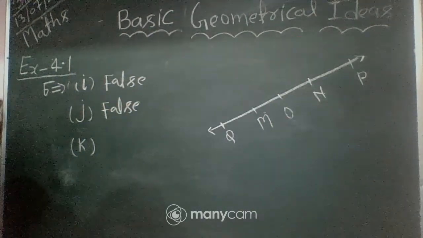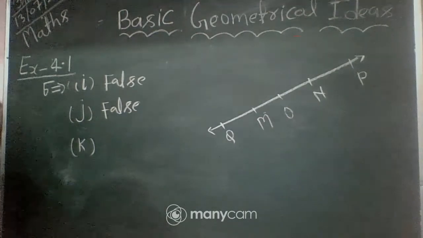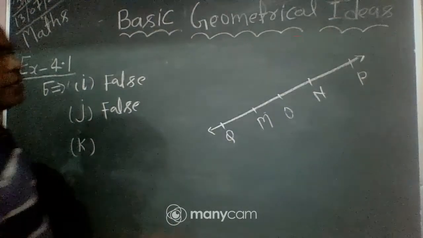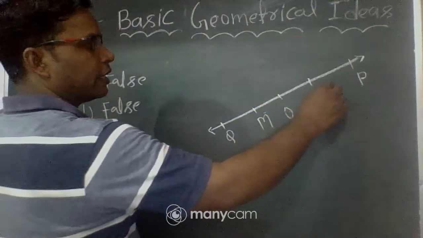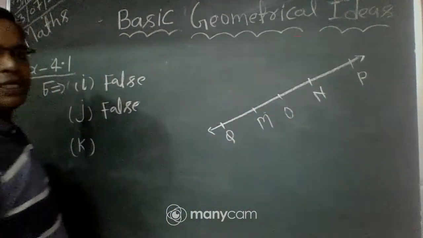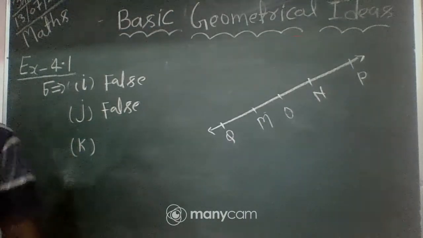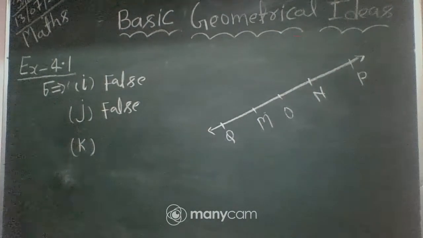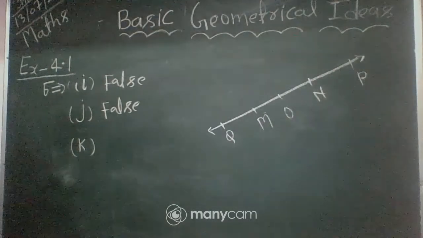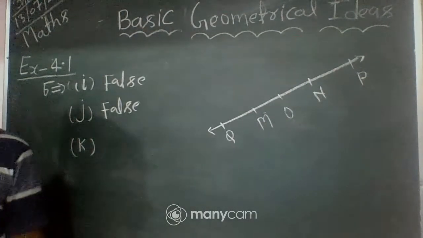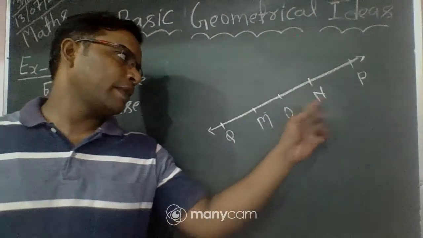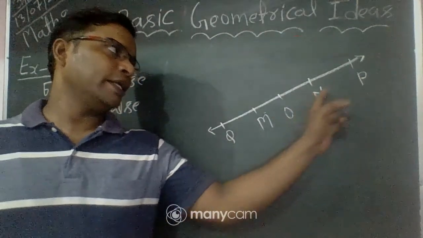Okay. N is the initial point of NP and MN. N is the initial point of MN and NP. Tell me what is right? This is true. N is the initial point of NP.